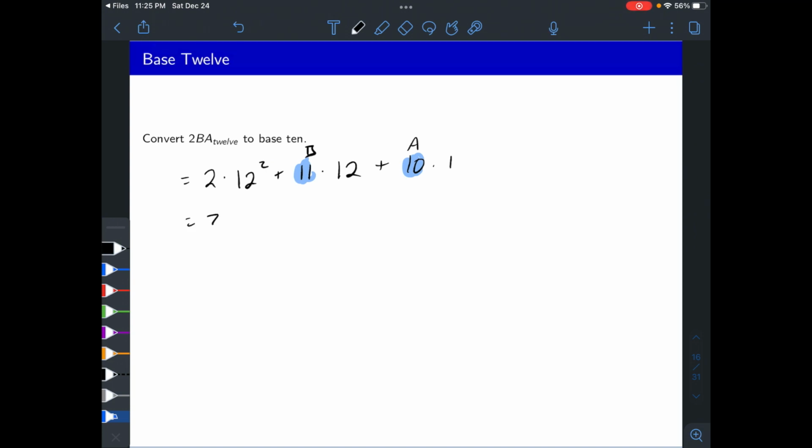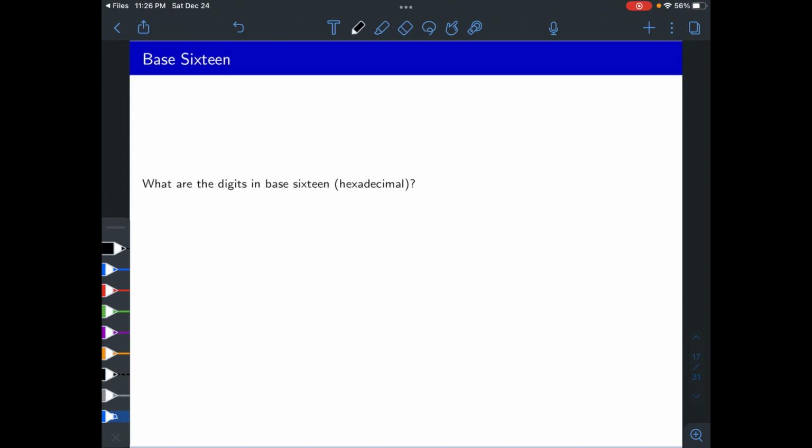Okay, so 12 squared is 144. 11 times 12 is 132. 2 times 144 is 288. 132 plus 10 is 142. And if I were to combine these two numbers, let's see, 288 plus 142, 8 and 2 makes 10, 28 plus 14 is 42, so this should be 430, if I'm doing that right. Yeah, I think that's right. Okay. Cool.